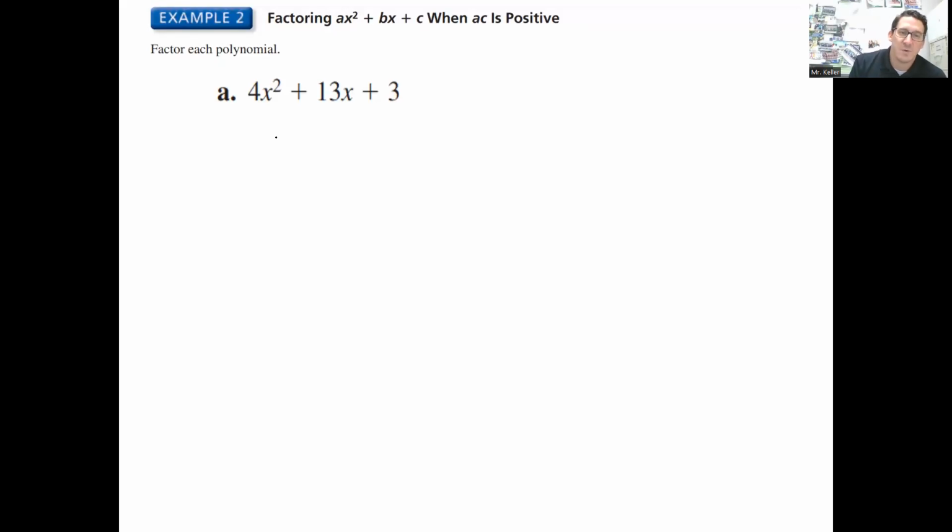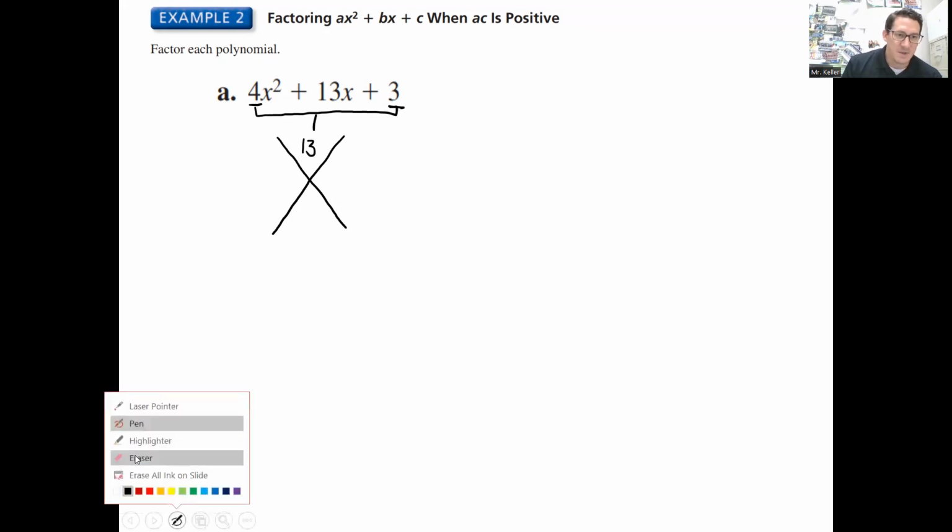So what we're going to do is the X factor again, but we are going to add an extra step here. On top, we're going to multiply the first number and last number together. So 4 times 3 is 12.